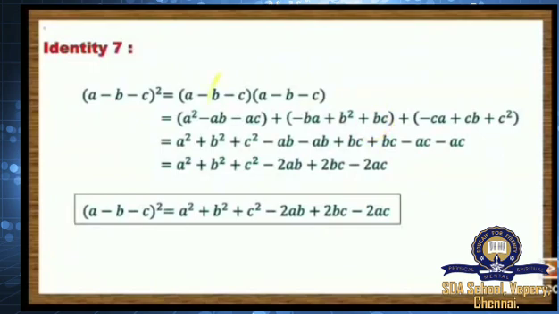The next, minus c into a is minus ca, minus c into minus b is plus cb, minus c into minus c is plus c square. So here, clubbing the like terms, you will get a square plus b square plus c square minus 2ab plus 2bc minus 2ac. So the expansion for (a - b - c) the whole square equals a square plus b square plus c square minus 2ab plus 2bc minus 2ac.